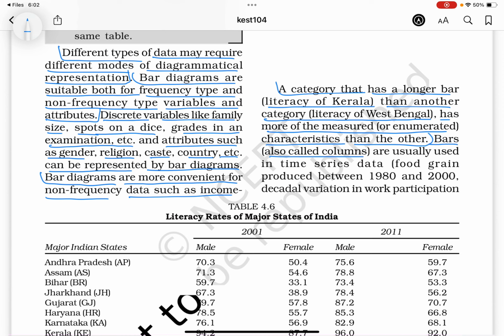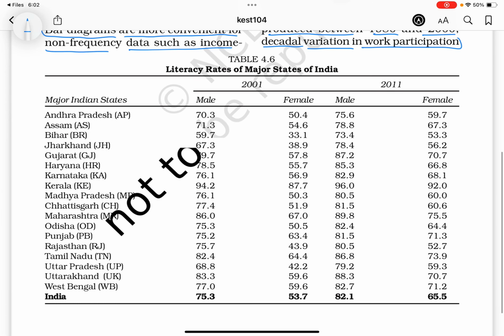Bars, also called columns, are usually used in time series data. Food grains produced between 1980 to 2000. Decadal variation in work participation. Literacy rates of major states of India 2001-2011.